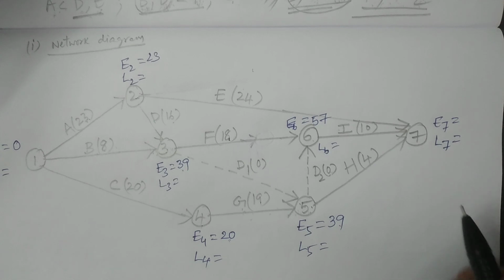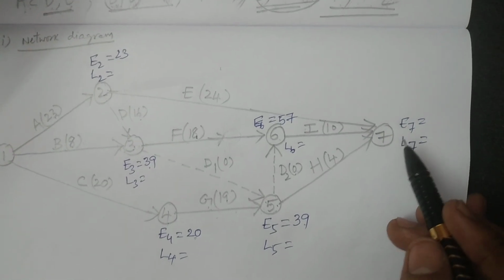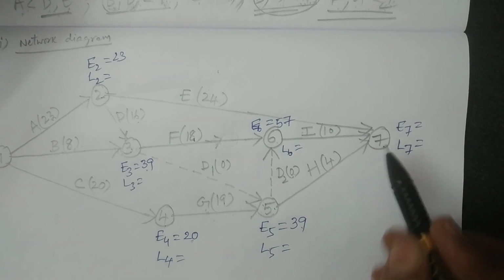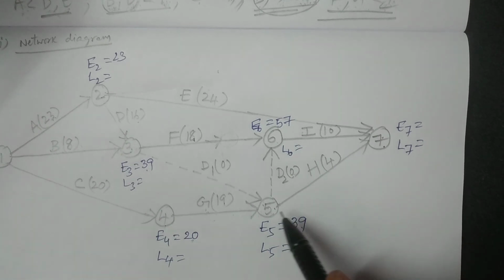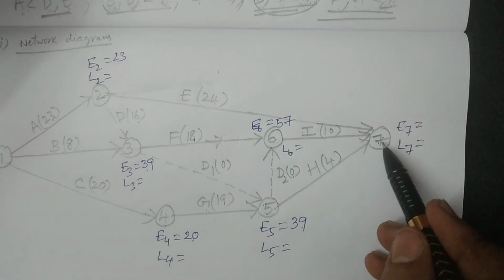Then move to the last one, the seventh node, the seventh event. It is connected from three activities, which are 2 to 7, 5 to 7, and 6 to 7. These are the 1, 2, 3.